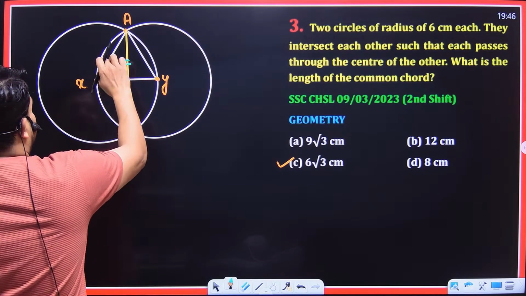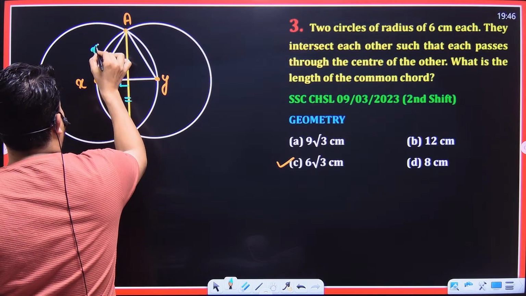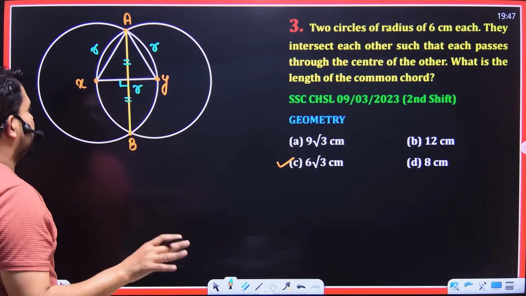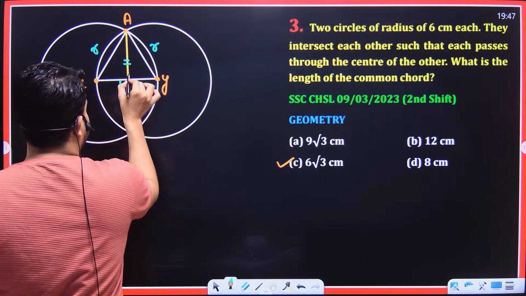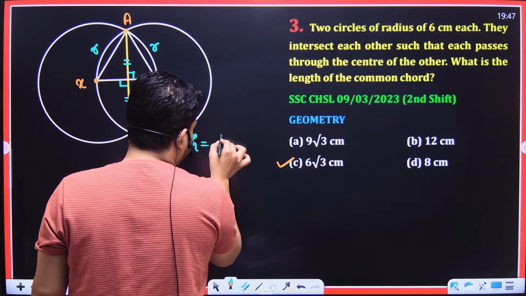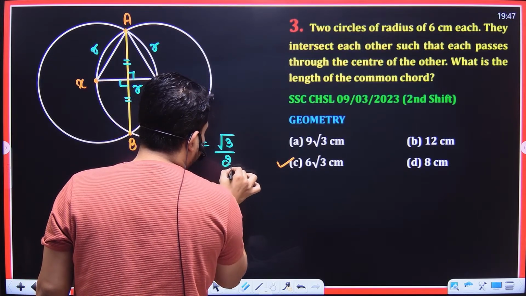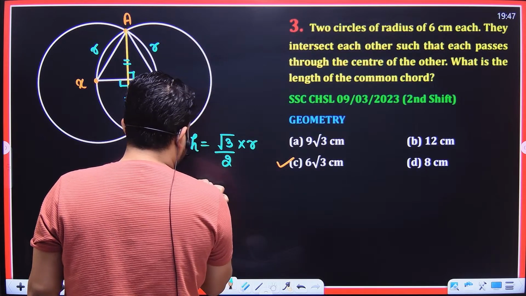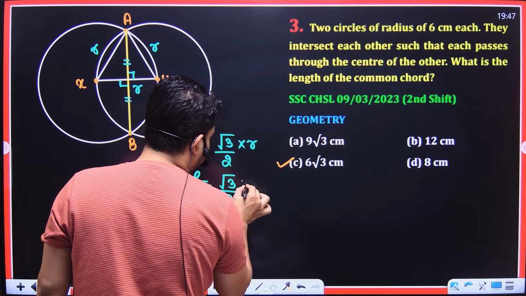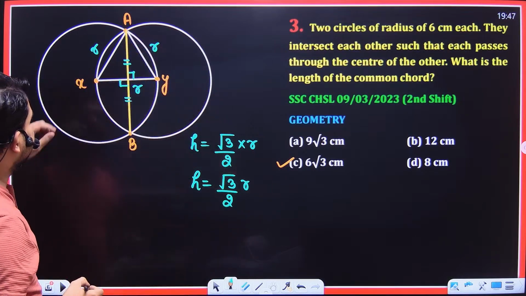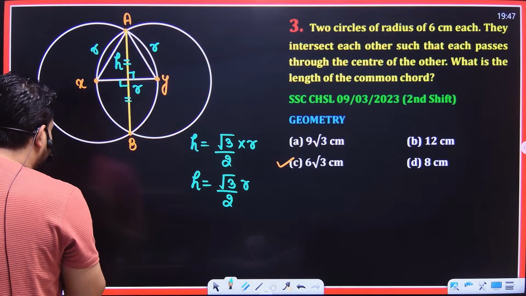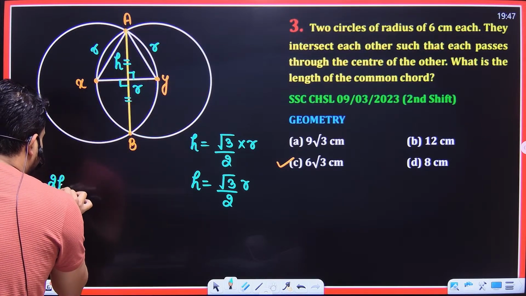So this one is r, this one is r, and this one is also r, and this one is also r. So I have an equilateral triangle, and this one is the height of that equilateral triangle. The height of an equilateral triangle is equal to root 3 by 2 times the side, and the side is r. So height is equal to root 3 by 2 into r. I have to calculate AB. AB is double of this height. If this one is h, then twice h is equal to AB.